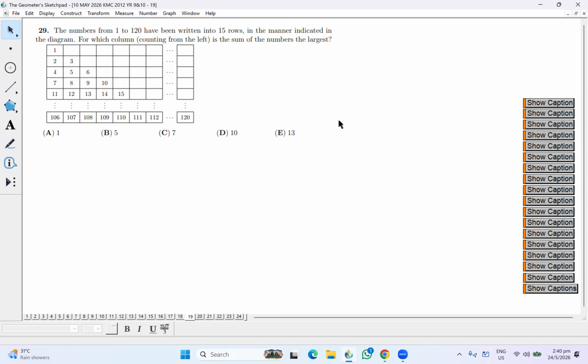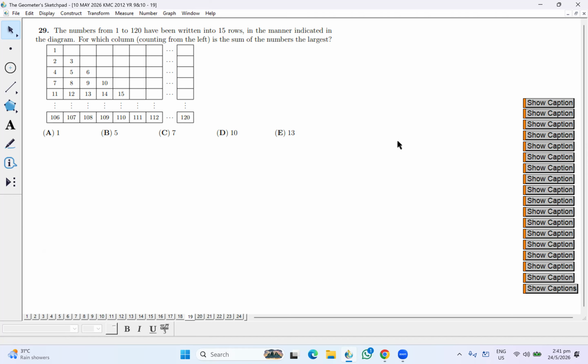Column 1, column 2, column 3 will all have different sums. Which column is the largest? Is it column 1, column 5, column 7, column 10, column 13? Column 15 has only one number, the last number. Column 1 has 15 numbers, but the numbers are smaller. For the second column, the numbers are bigger, but it has one row less.